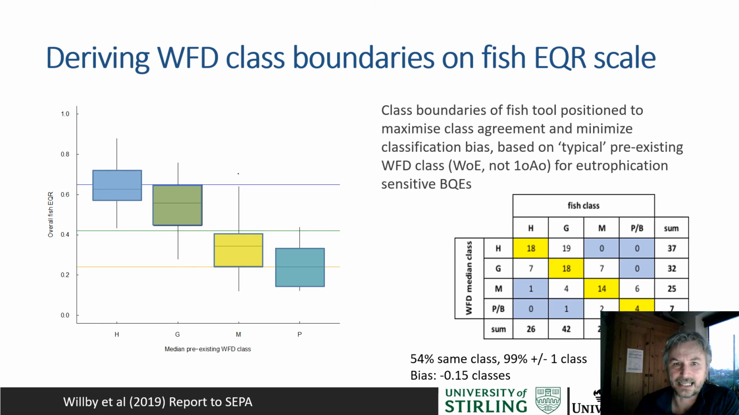We then defined class boundaries for four of the five WFD categories to optimize the agreement with the pre-existing WFD classification of these lakes. You can see the results of this in the graph on the left-hand side and the quantification of this agreement in the table on the right. Overall we achieved a pretty good agreement: 99% of all lakes were in agreement plus or minus one class, and 54% were exactly the same class.